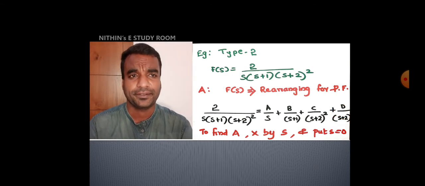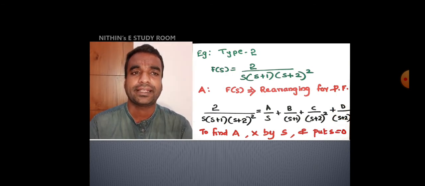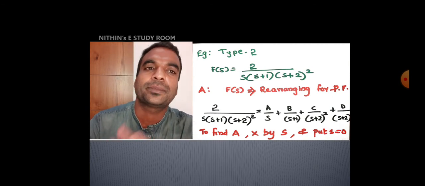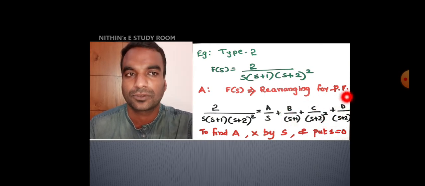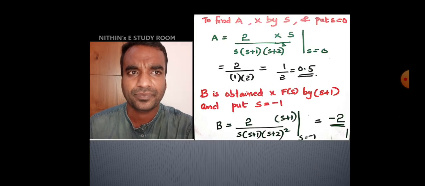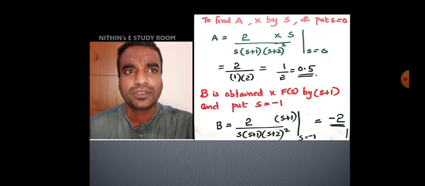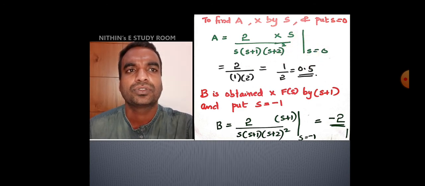To find A, cross multiply the entire equation by s and put s = 0. We already know there is no need to cross multiply the entire equation. You have to take A only from this side, because for all the other terms, if you multiply with s and put s = 0, these terms will become 0. That's why A is equal to the left side, 2/((s+1)(s+2)^2) into s, put s = 0. So that is equal to 2/(1 into 2).